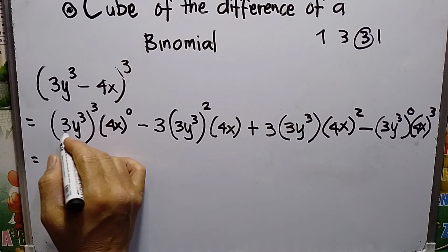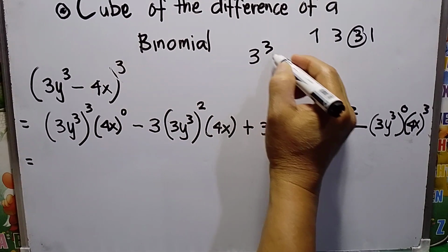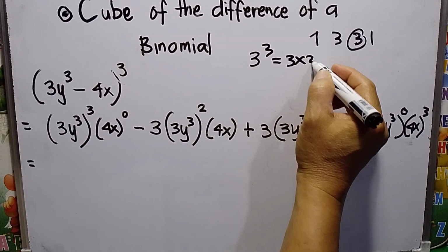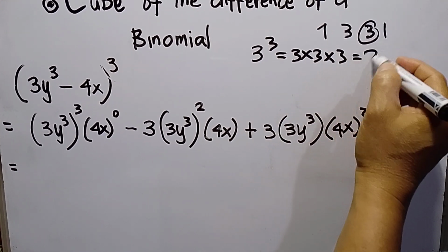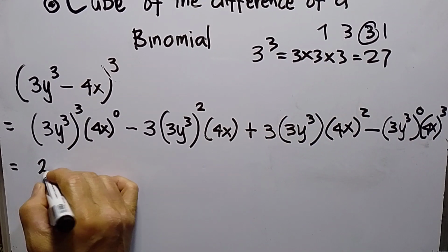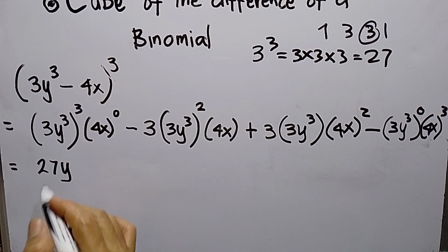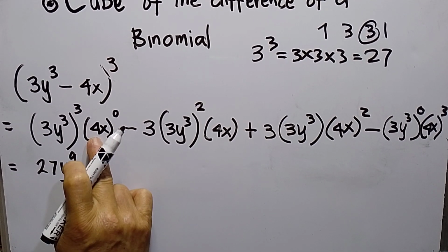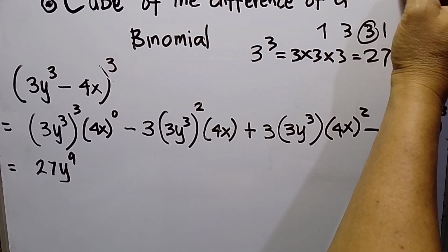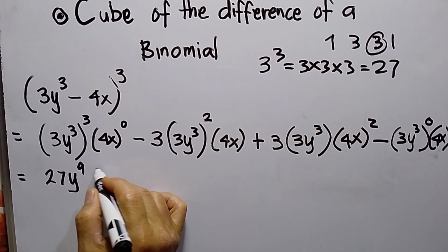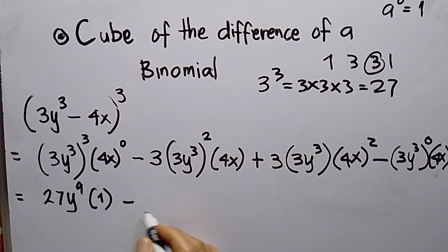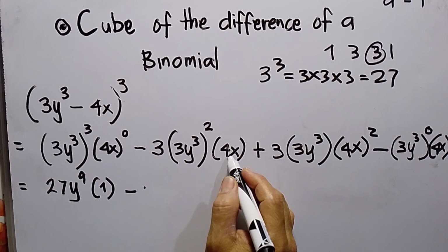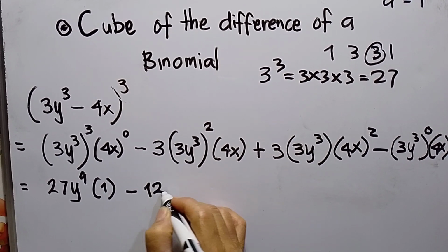Okay, so this will be 3y cubed raised to the third power. This will be 3 raised to the third power, meaning 3 times 3 times 3, which is equal to 27. So this is 27y. How about the exponent? 3 times 3 is 9. Take note, any number or variable raised to 0 is equal to 1. So this will be equal to 1. Minus 3 times 4x, this will be 12x.